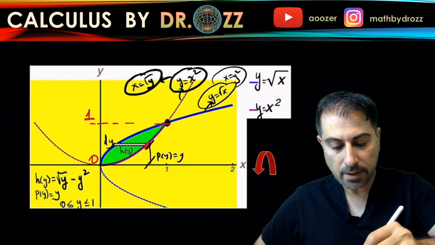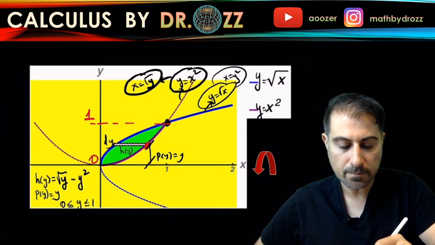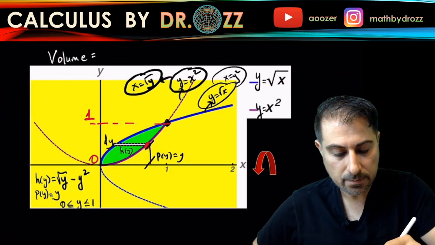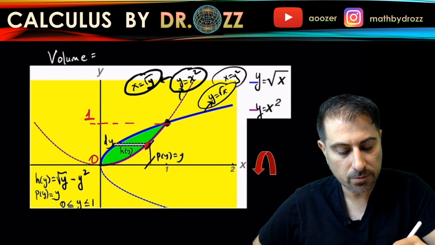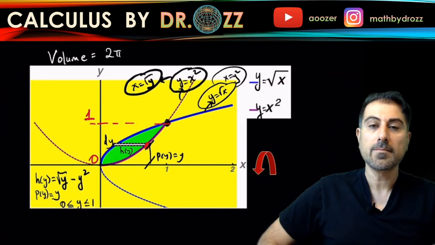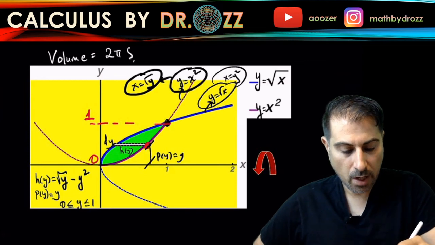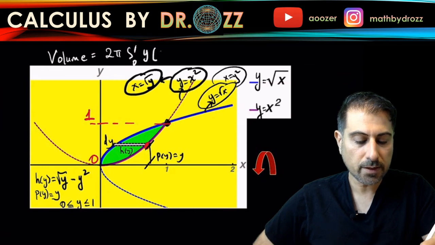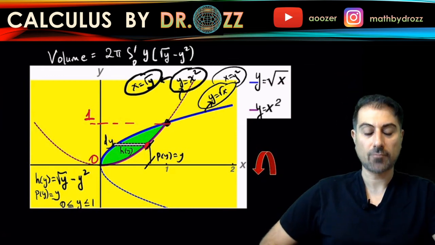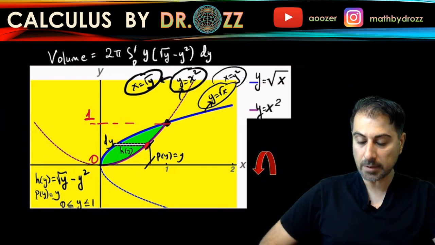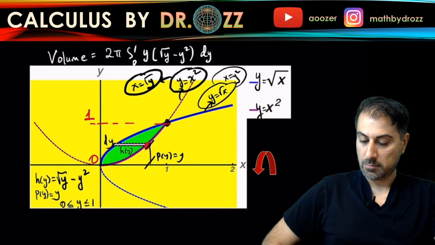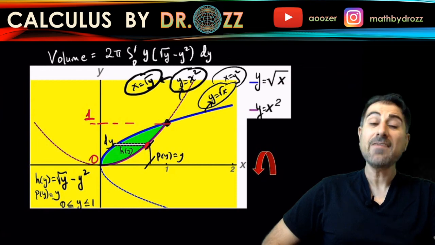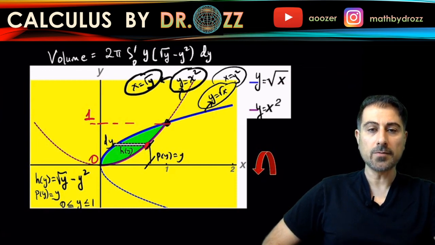Let me write down the volume formula. It's going to be 2 pi times the integral from 0 to 1 of the radius y times the height, radical y minus y squared, times the thickness dy. We're not evaluating this integral because we are told not to do so. But that's the end of that. So we were able to write down the same volume in terms of dy.